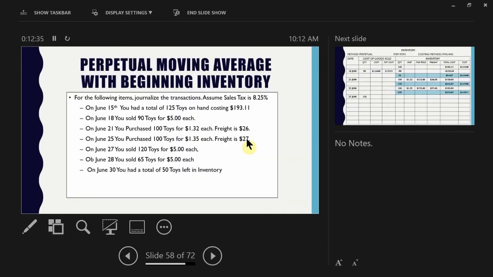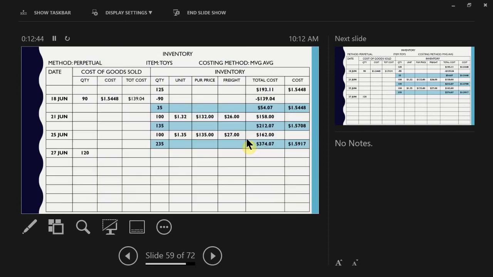So let's see what happens when I sell my items for 120 on June 27th. Here I placed it. Again, I just popped in that average cost per item, calculated it, subtracted it out, and then I know I have my new quantity of 115 with a new total cost of $183.06.